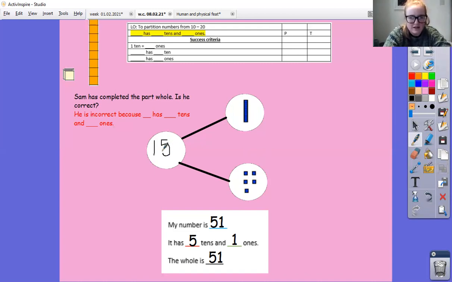I have 1 ten and 5 ones. So I always write my tens first and then my ones. Okay, so I found out that my whole is actually 15. So what did Sam do wrong?